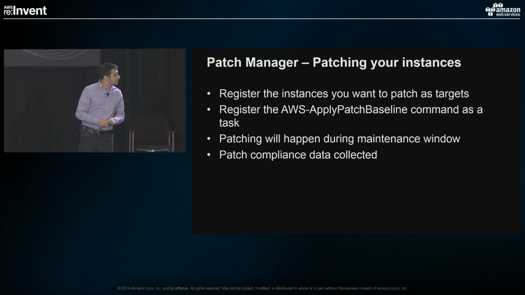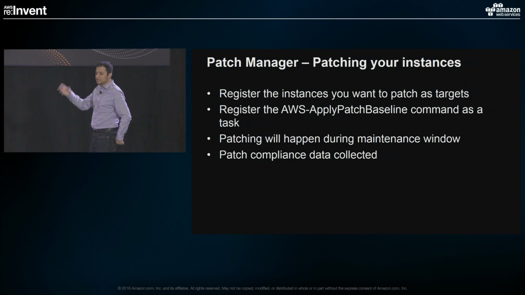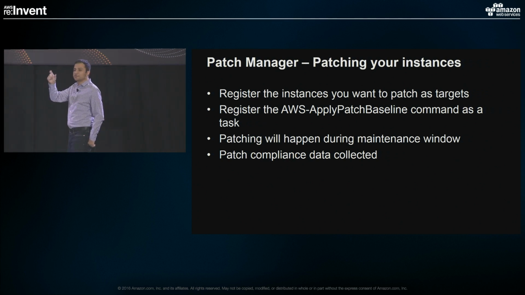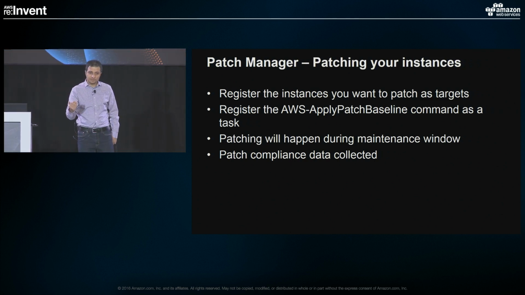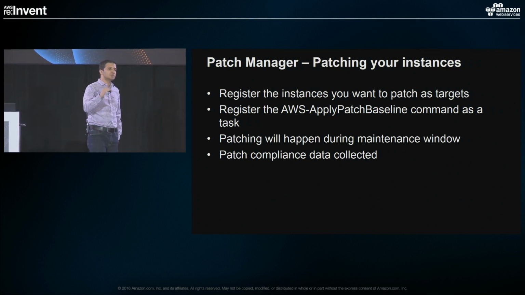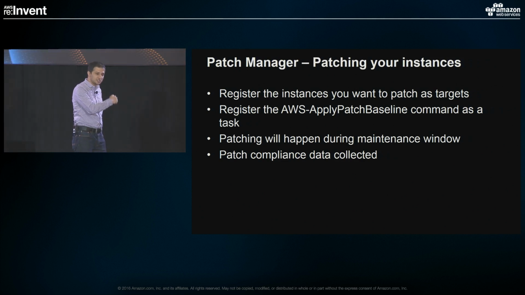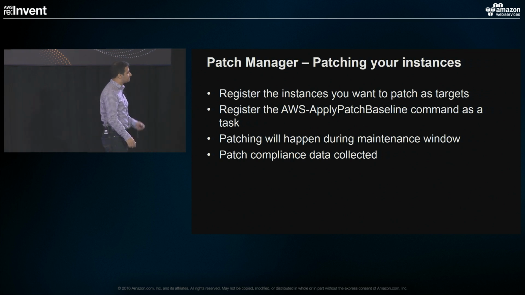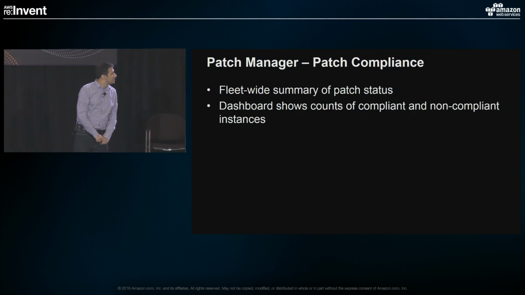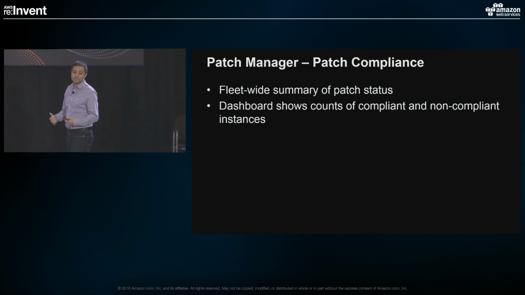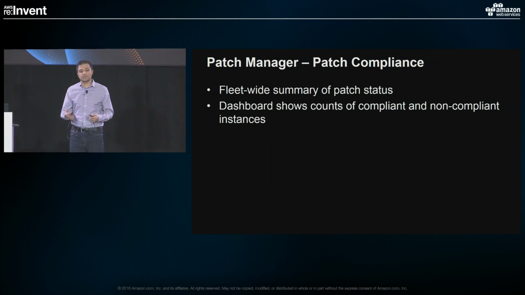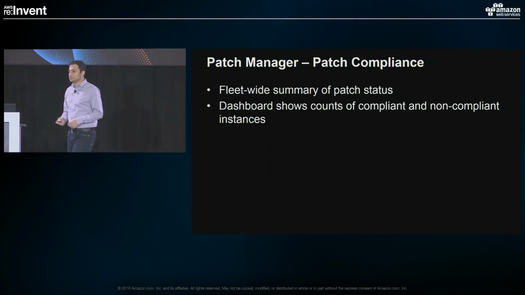We already covered this. The only new thing here is once you have set up your maintenance window, when the maintenance window period comes, the maintenance window service will schedule the action. In this case, it's going to apply the patches, and then it's going to report that information back to the patching service, and then you can use the compliance APIs to view the results. Speaking of patch compliance, like I said before, it's a fleet-wide summary of your patch status, and there's a dashboard that shows the count of compliant and non-compliant instances.